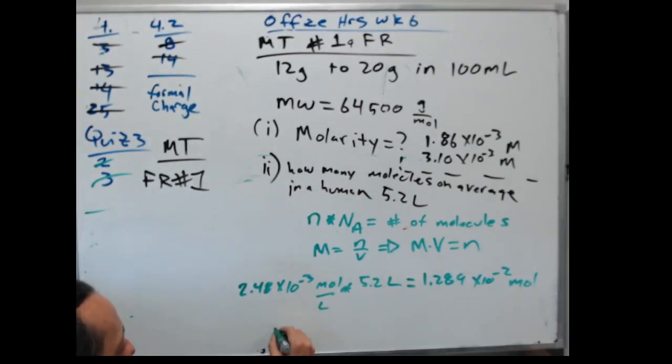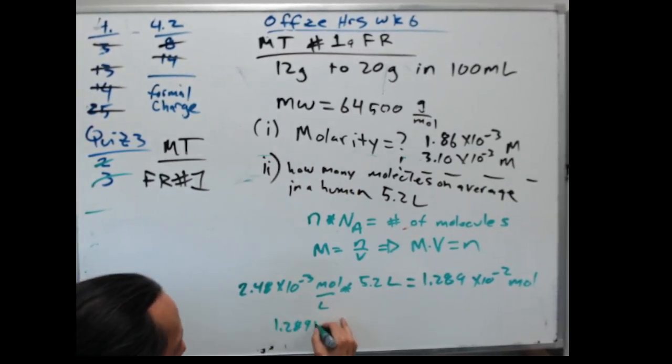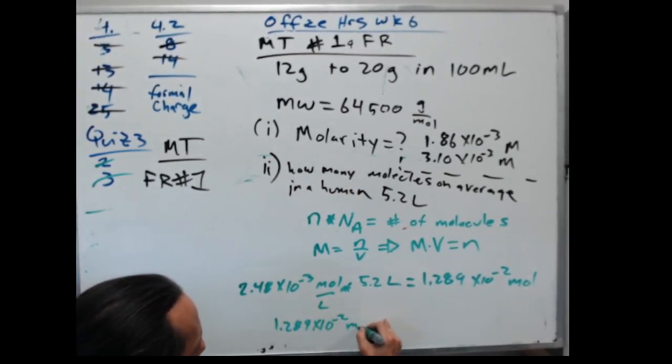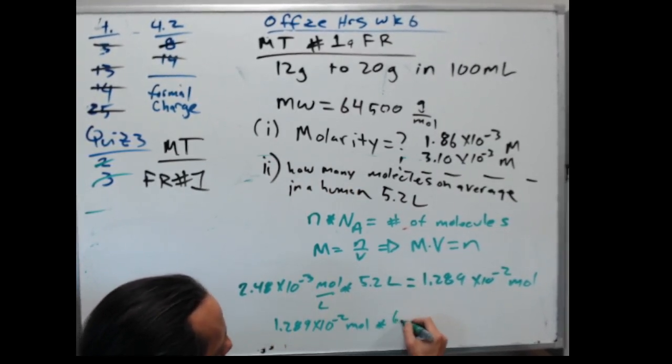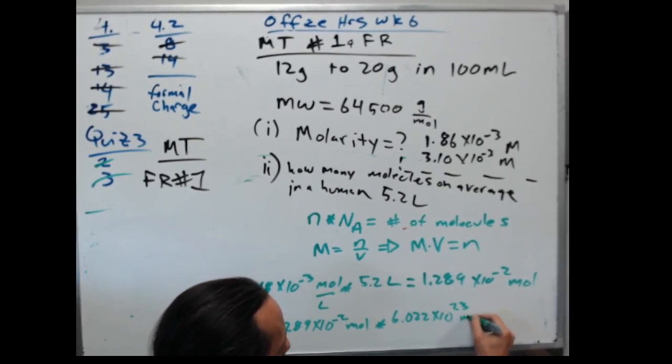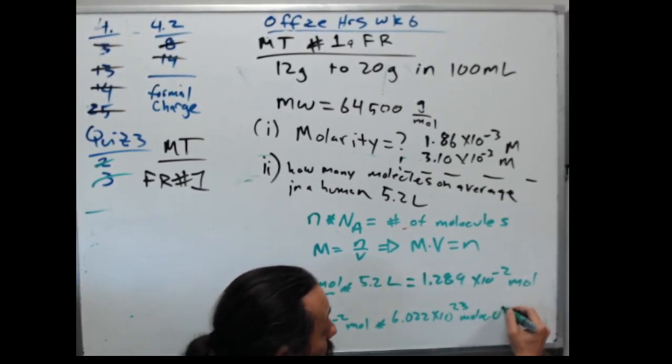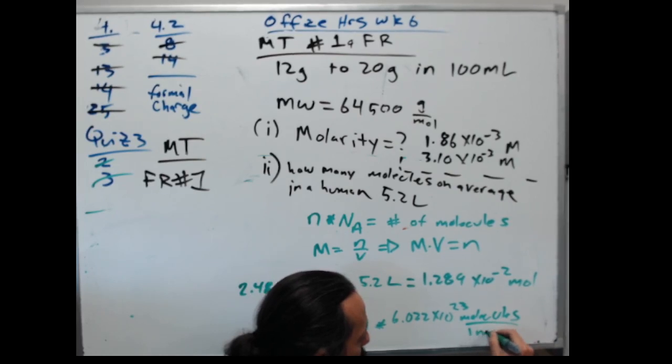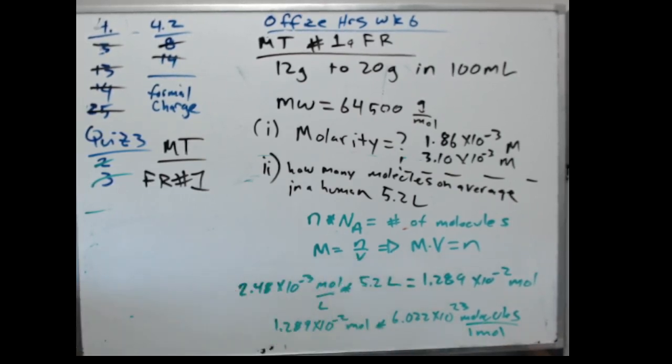Then I have to recognize that 1.289 times 10 to the minus 2 moles times 6.022 times 10 to the 23rd molecules per 1 mole. So moles cancels out, and that will get me how many molecules? Of course, I get a giant number, 7.7 times 10 to the positive 21, because there's a giant number of molecules in a human body.